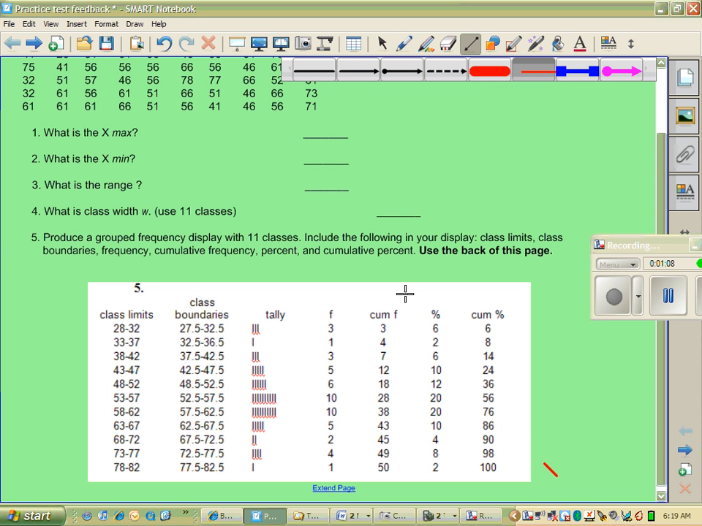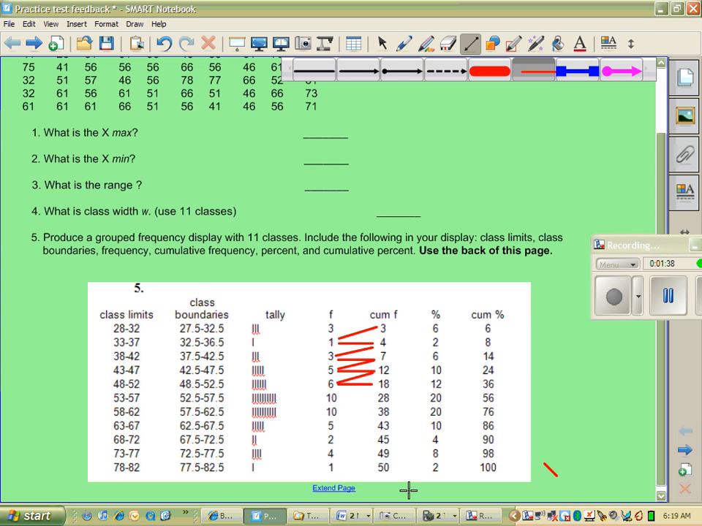So the whole idea of what's going on here is I have 3 plus 1 gives me 4. 4 plus 3 gives me 7. 7 plus 5 gives me 12. 12 plus 6 gives me 18. And it just continues on down the chart just like that. That's how I get my cumulative frequency. If there are any other questions here, as far as what's going on, it's the same idea.